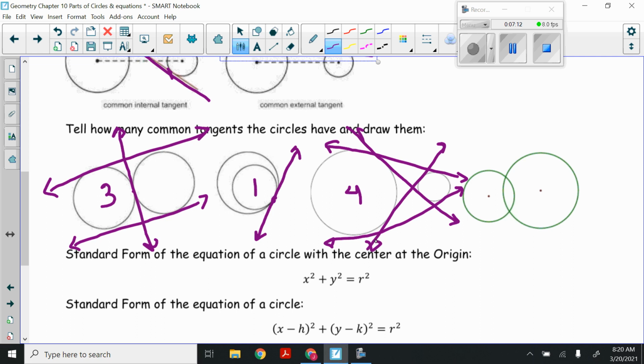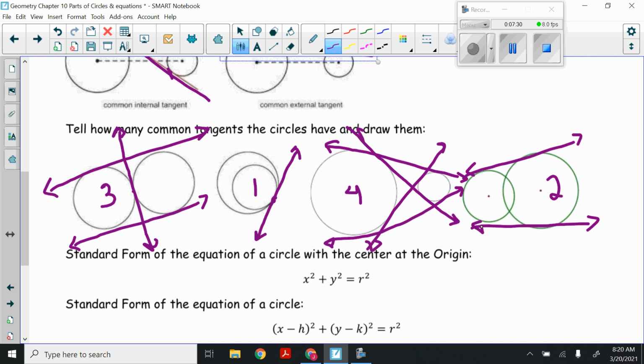Now we're going to look at these last 2. So these circles overlap. So they will not have an internal tangent. So these are only going to have 2, my externals. There's 1. And there's our second one.